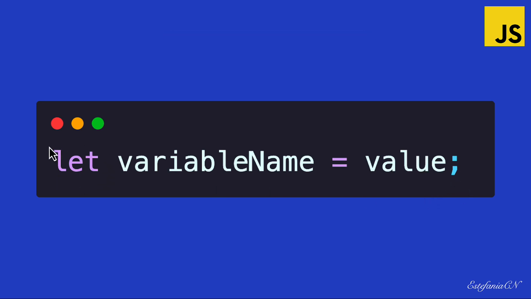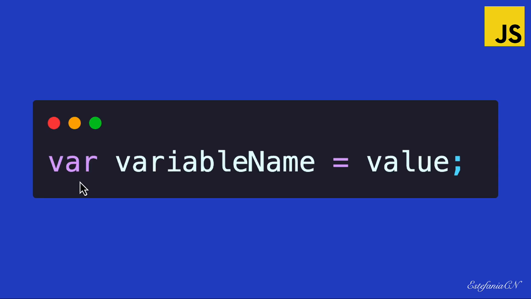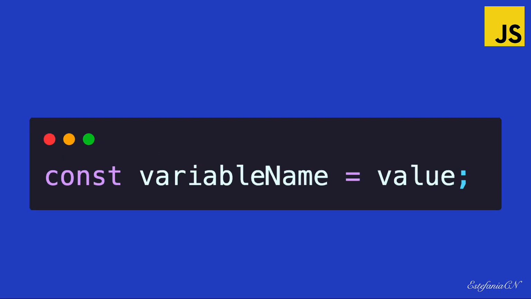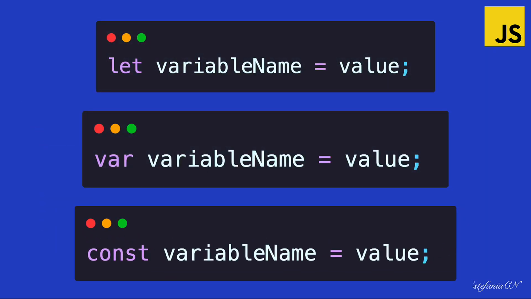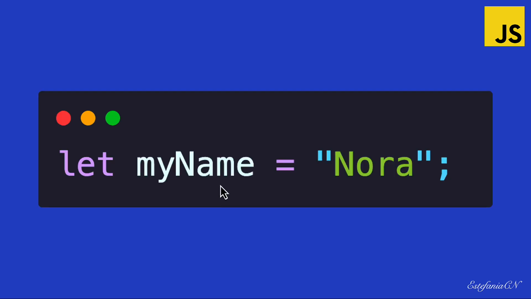You don't necessarily have to use the let keyword. You can also use the var keyword or the const keyword. These are the three options: let, var, and const. After we write this line, we will be able to write the name of our variable to refer to the value in our program. This is an example.